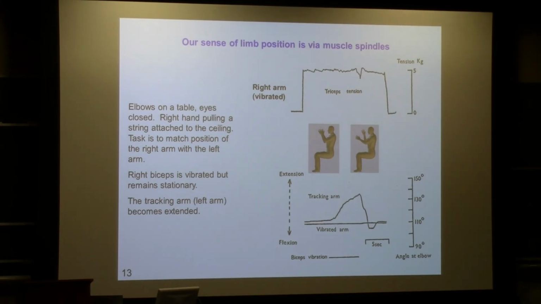Okay, so one of the coolest, yeah, go ahead. Why does the vibration mean that the muscle increases length? It activates the spindles, yeah, artificially.